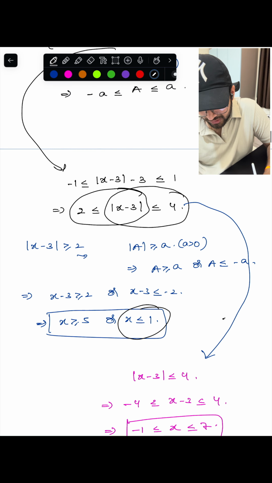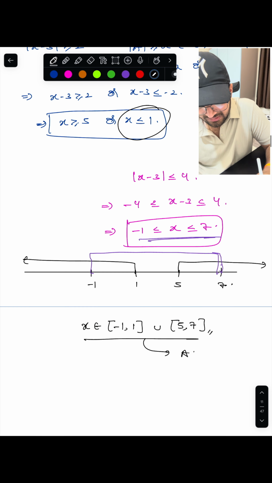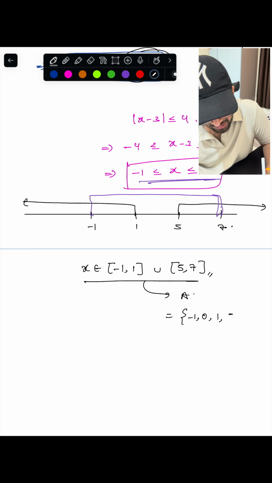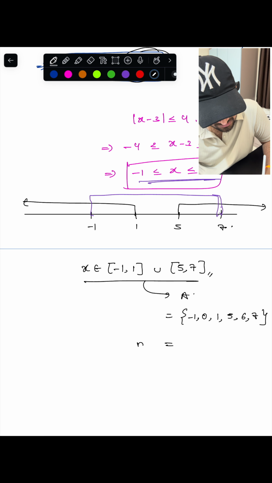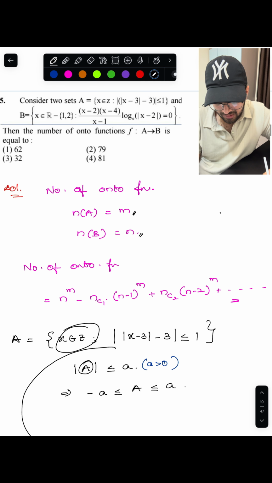So how many elements do we need to take? Only integers, right? So in this set A you have to consider only integers. So set A contains only integers, means minus 1, 0, 1, 5, 6, 7. So in total you have 6 elements. N of A is equal to 6. You got this? Now we need to calculate the number of elements in B also.